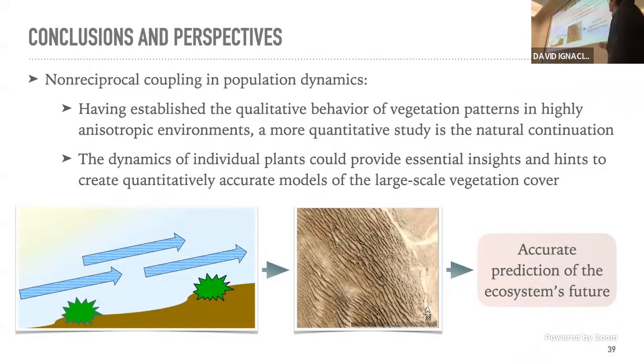On the other hand, in the case of non-reciprocity in population dynamics, having established the qualitative behavior of these patterns, my intention now is to be more quantitative, to be able to make actual predictions based on actual parameters. For this, the individual dynamics of plants could provide really important insights. And this is what I plan to do in my future work, okay?